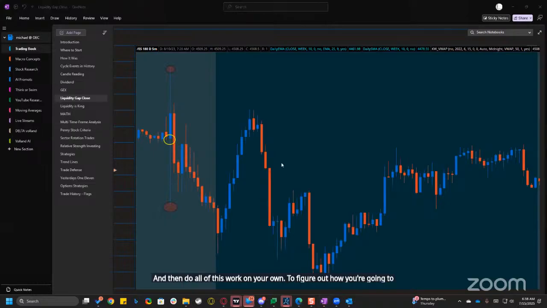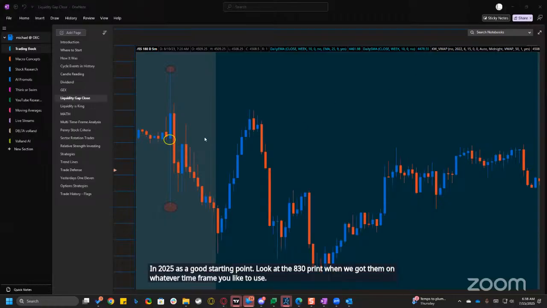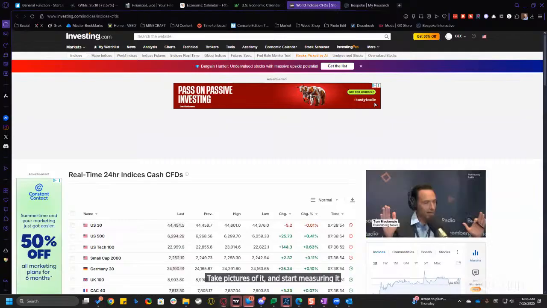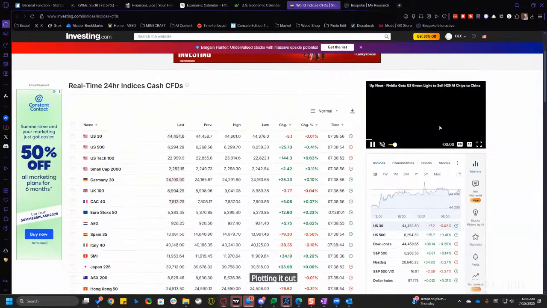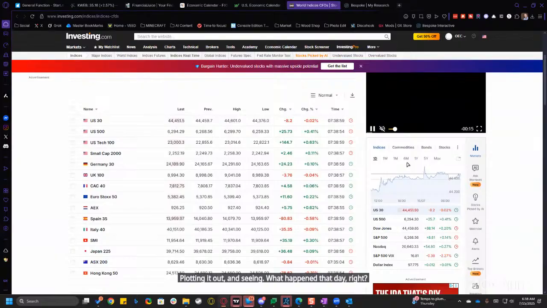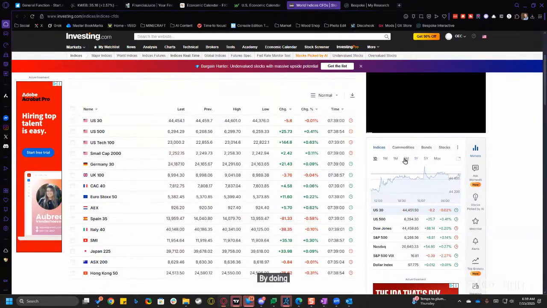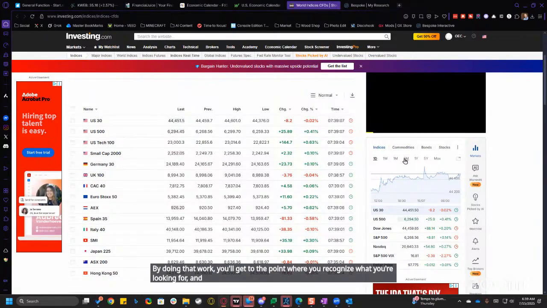The best way that I can recommend that you do that is first go back to all the CPI, PPI, non-farm payroll days in 2025 as a good starting point. Look at the 8:30 print when we got them on whatever time frame you like to use. Take pictures of it and start measuring it, marking it out, plotting it out, and seeing what happened that day, right? By doing that work, you'll get to the point where you recognize what you're looking for and know how to trade it.